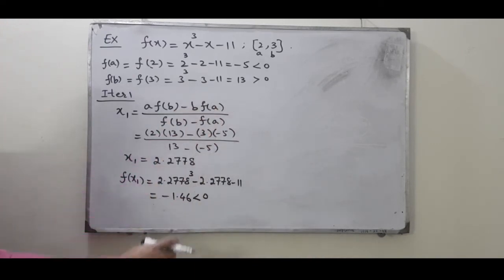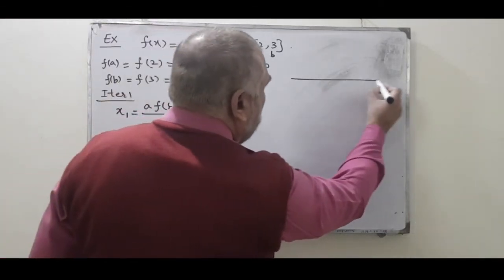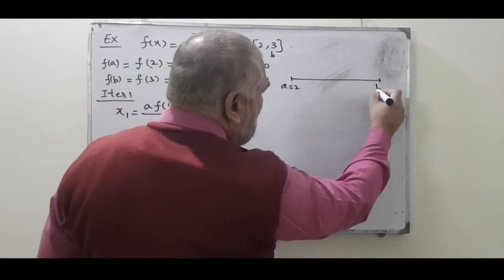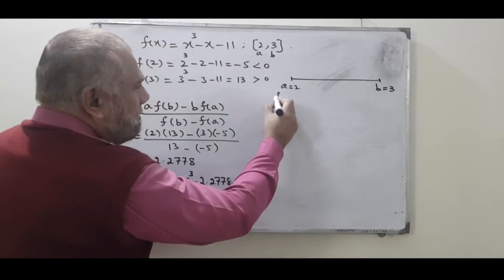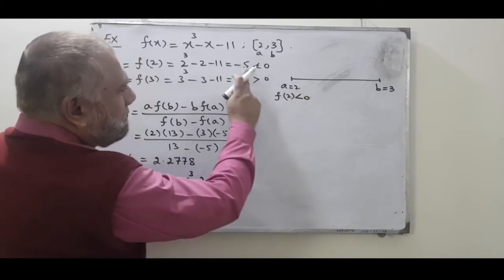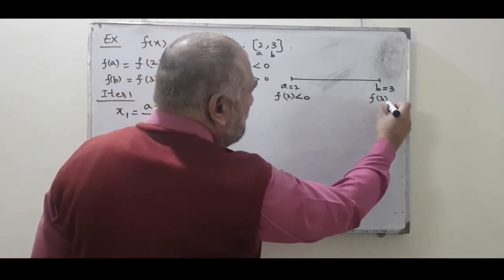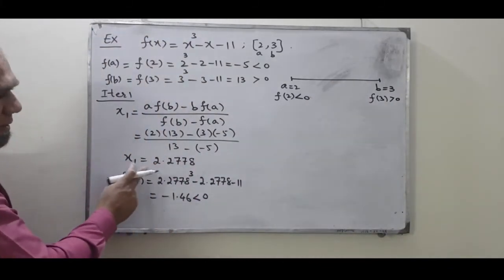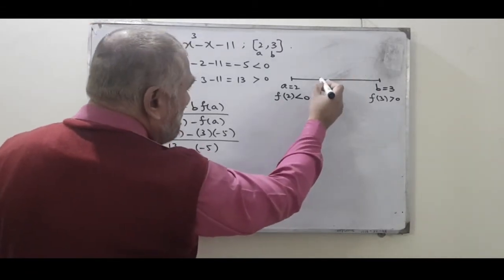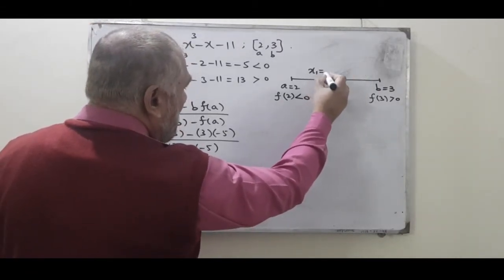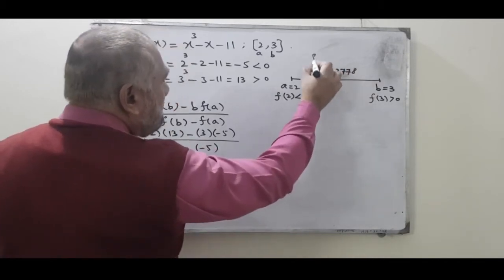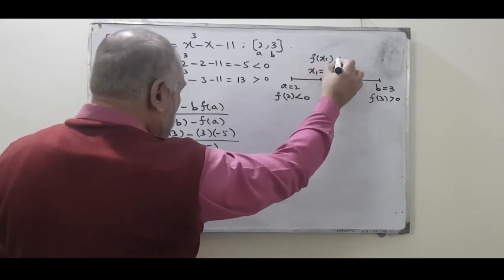Now, after making all these calculations, let's show them on the straight line. This was the initial interval from where we started. Here a is equal to 2, b is equal to 3. The function's value at 2, that is at a, is negative, and the function value at 3 is positive. The point we get is 2.2778, somewhere in between 2 and 3. So suppose the point is somewhere here, and we show it as x1 equals 2.2778. The sign of the function's value at x1 is also negative.